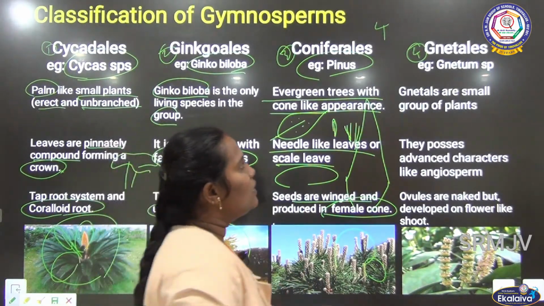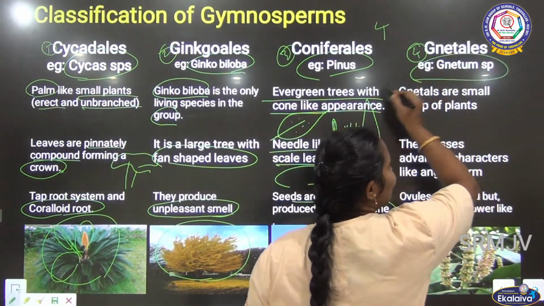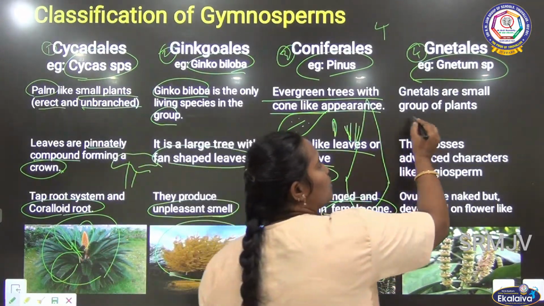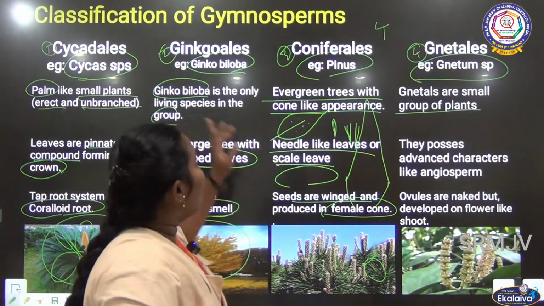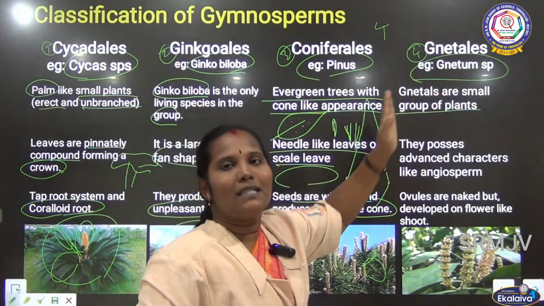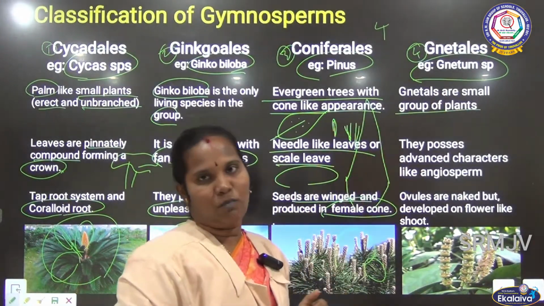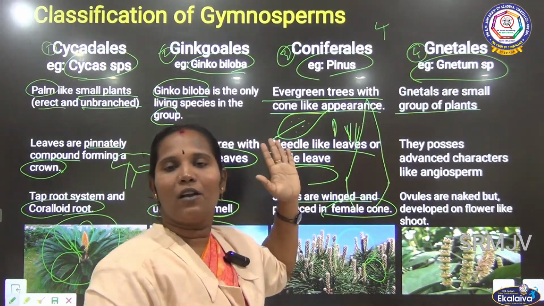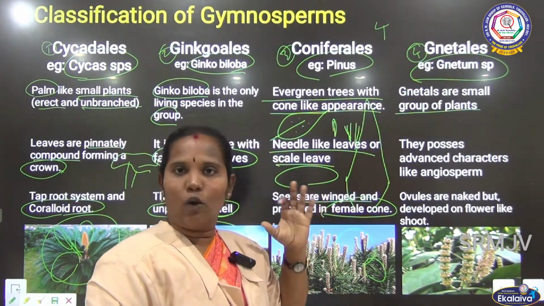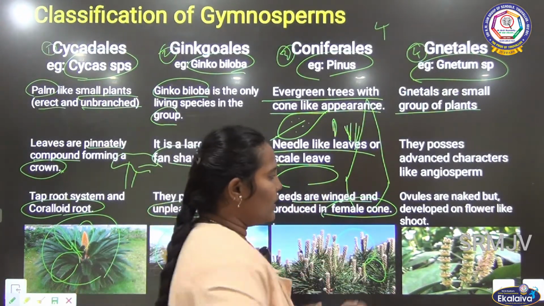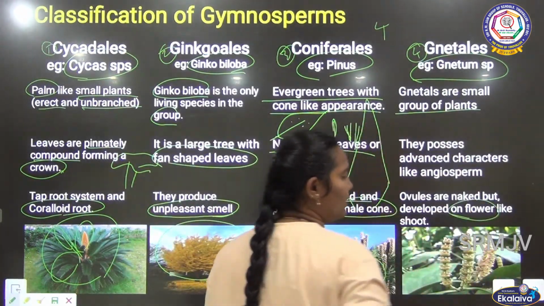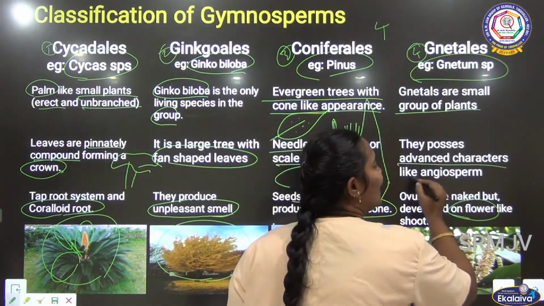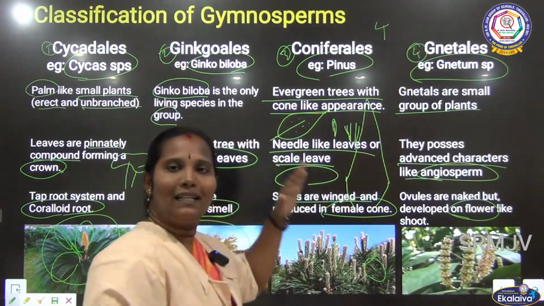Okay. Next one is the nettles. The example for the nettles is the Gnetum species. Gnetums are a small group of plants. Compare the three classes: Gnetums have developed like angiosperms, because they bear flowers. Others, the gymnosperms, bear only cones for their reproduction, but these make flowers for reproduction. Clear? Then they possess advanced characters like an angiosperm. I told you, compare the three classes.